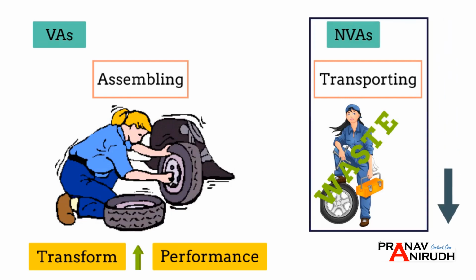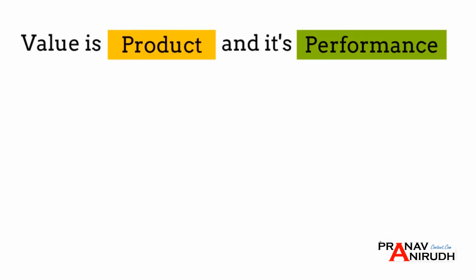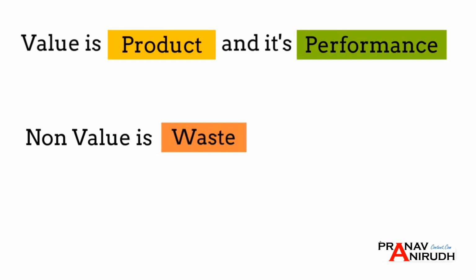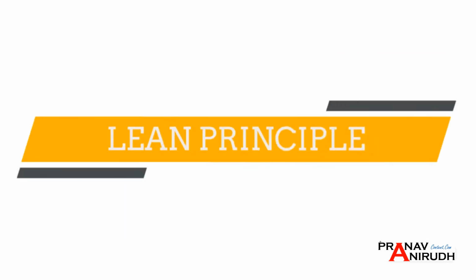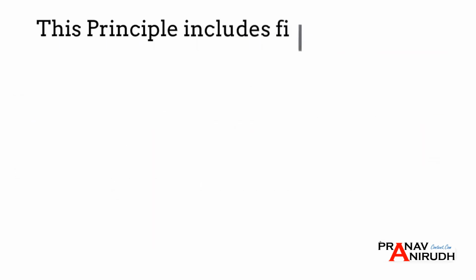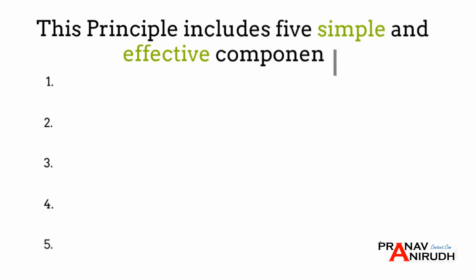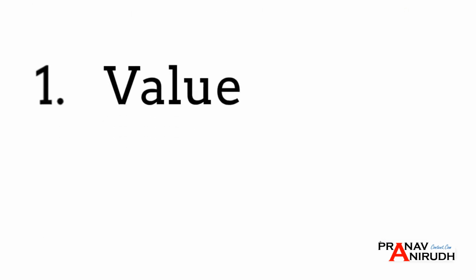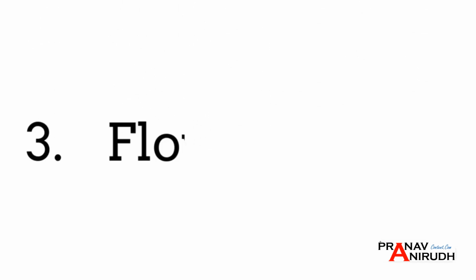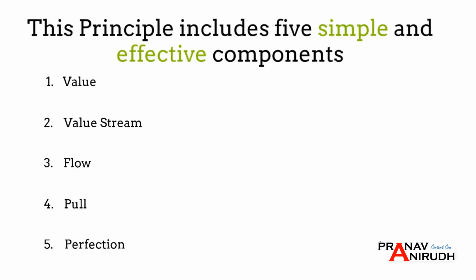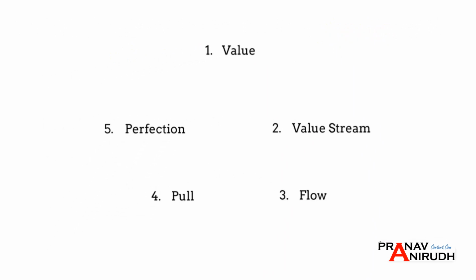So far, what we have understood is that value is the product and its performance, and non-value is waste. To achieve the value and to eliminate the waste, the industry needs to work on lean principle. This principle includes 5 simple and effective components, which are value, value stream, flow, pull, and perfection. And these all are interlinked. Let's have a closer look of these components.